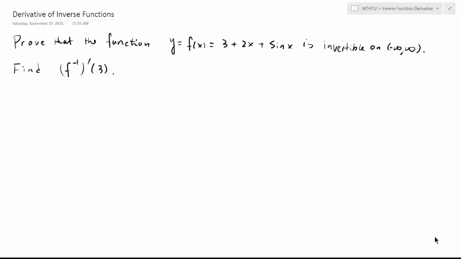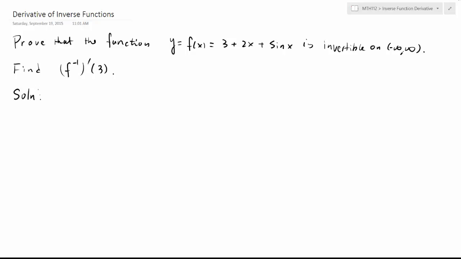Let's now look at a typical problem about finding derivatives of inverse functions. In this problem, we need to do two things. First, we need to prove that the function is invertible, and then find the function's inverse derivative at a point. Here it is at the point 3. Okay, so let's do the first part. How can we prove that a function is invertible?